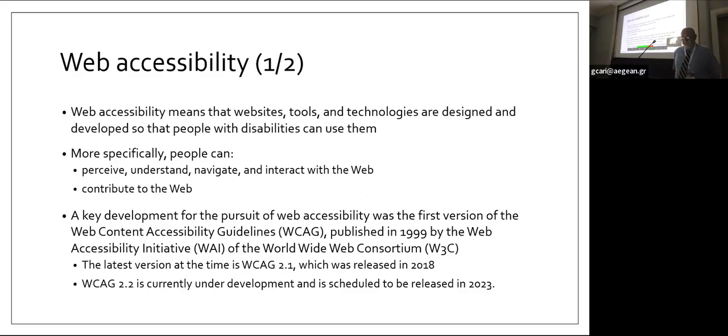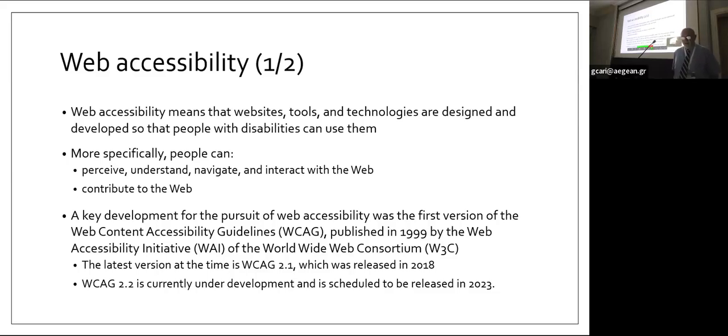So starting with web accessibility. In simple terms, web accessibility means that websites, tools, and technologies are designed and developed so that people with disabilities can use them effectively. More specifically, people can perceive, understand, navigate, interact with the web, and contribute to the web.